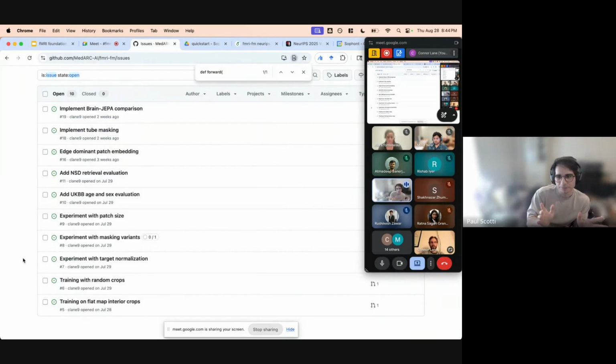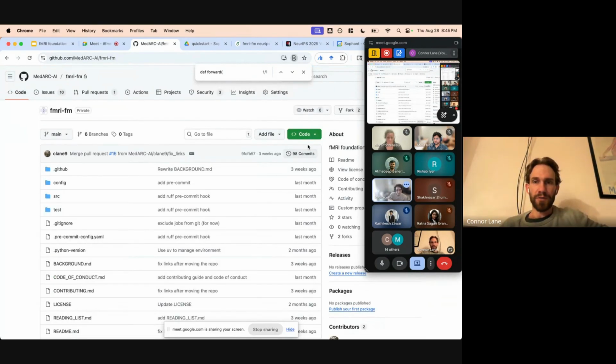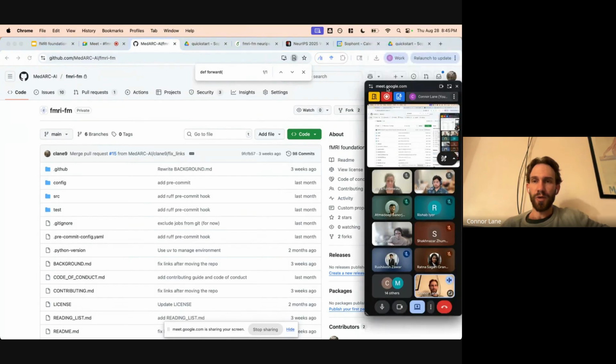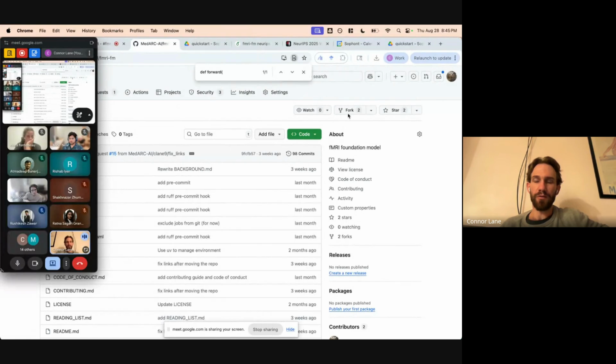And also make a fork, right? You make a fork of the repo. Yeah, that's right. So to get started working with the code base, you just make your own fork. Some people already have.